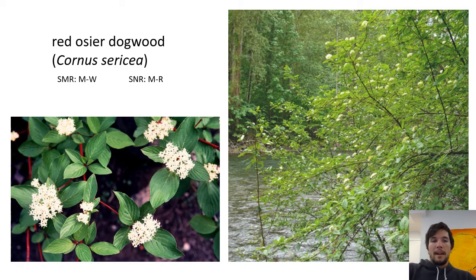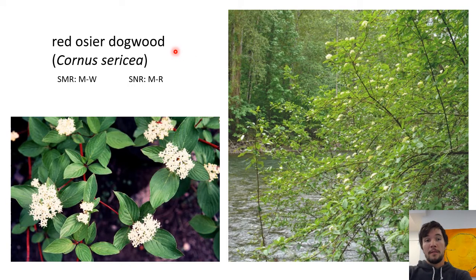And another plant, red osier dogwood, Cornus sericea. So while the Sitka alder and the Cascara were more like small trees, red osier dogwood is kind of just this big, crazy-looking bush. It gets to be quite large. Just this big, willowy-looking bush.